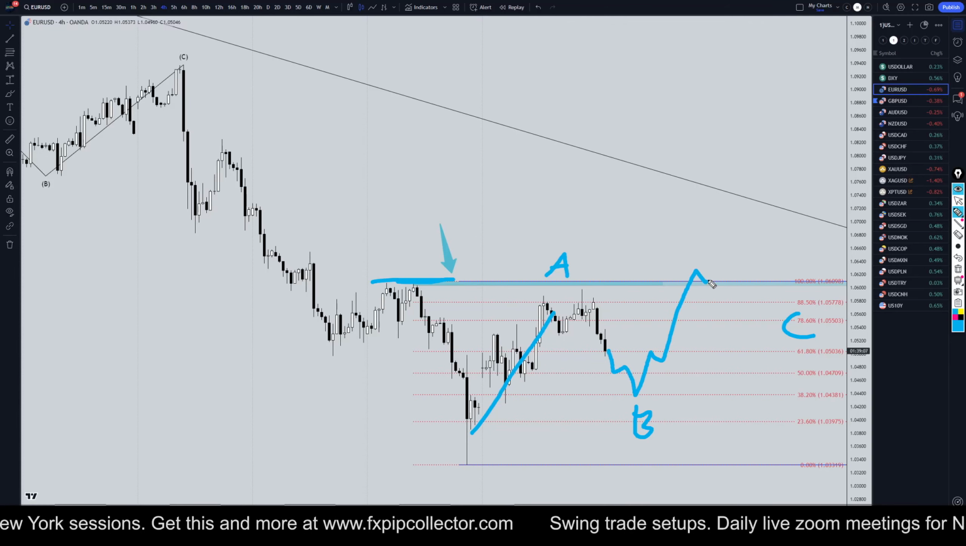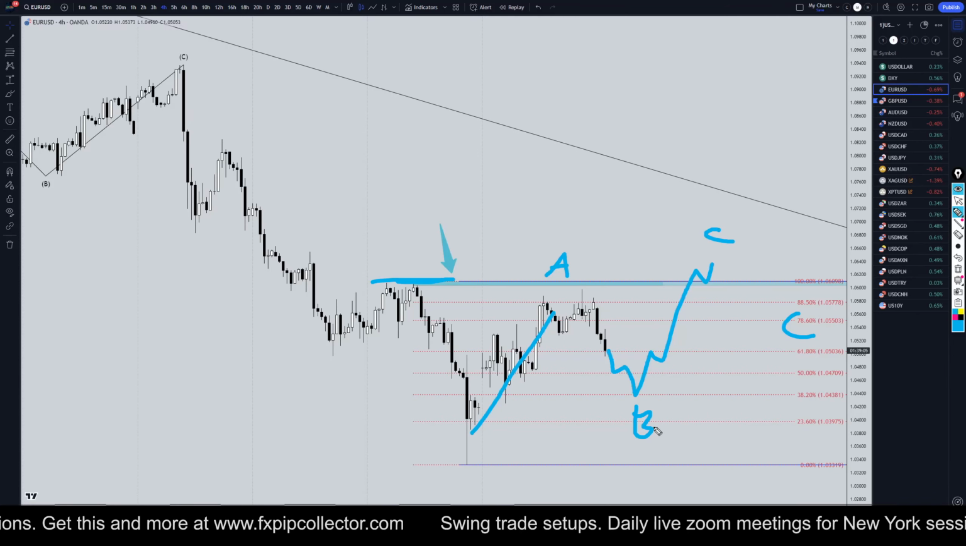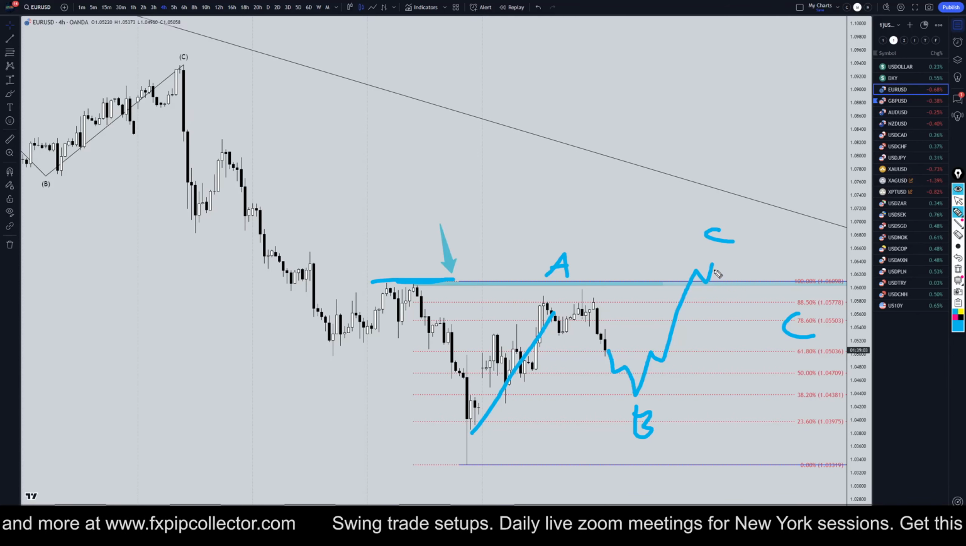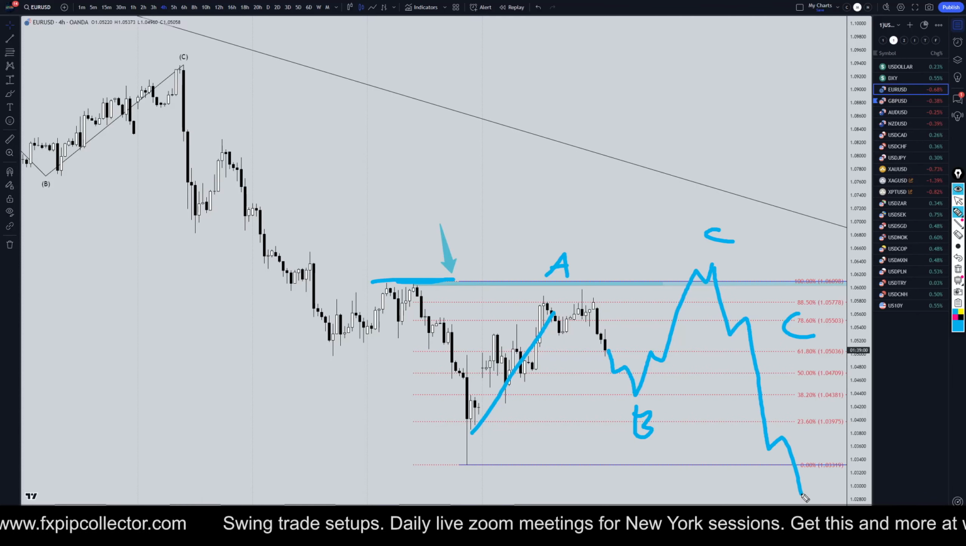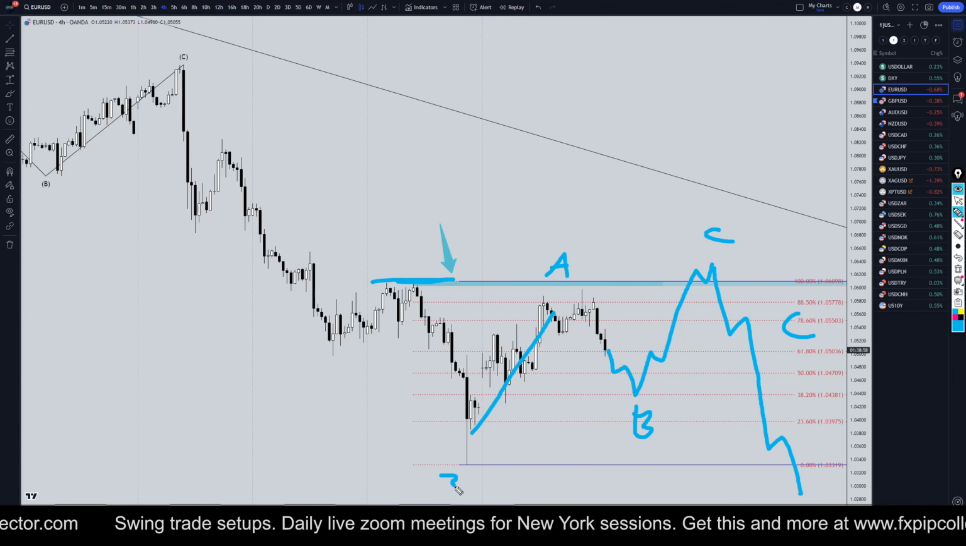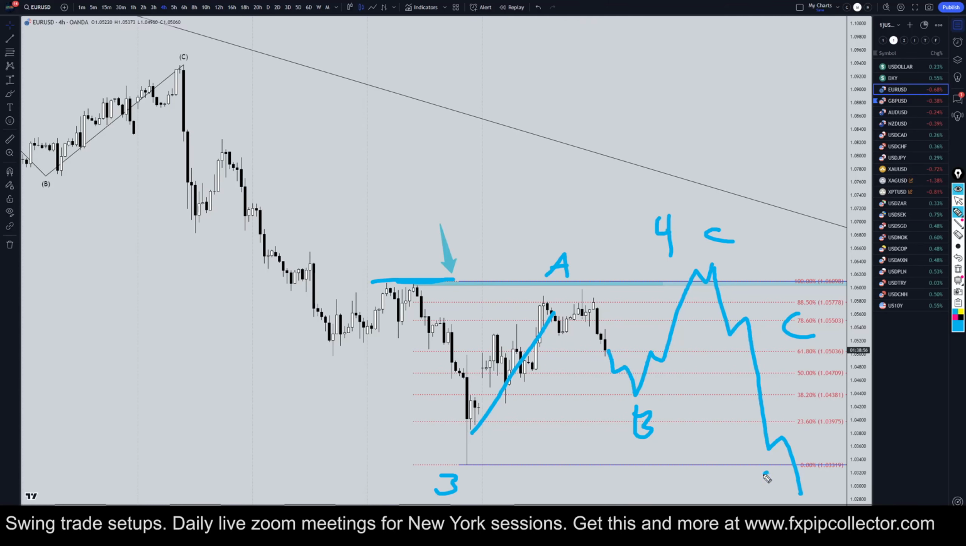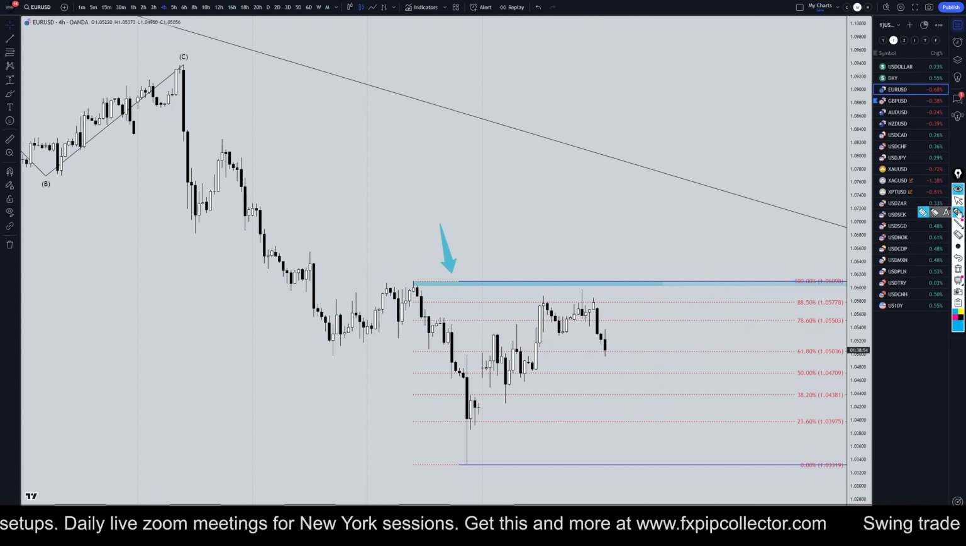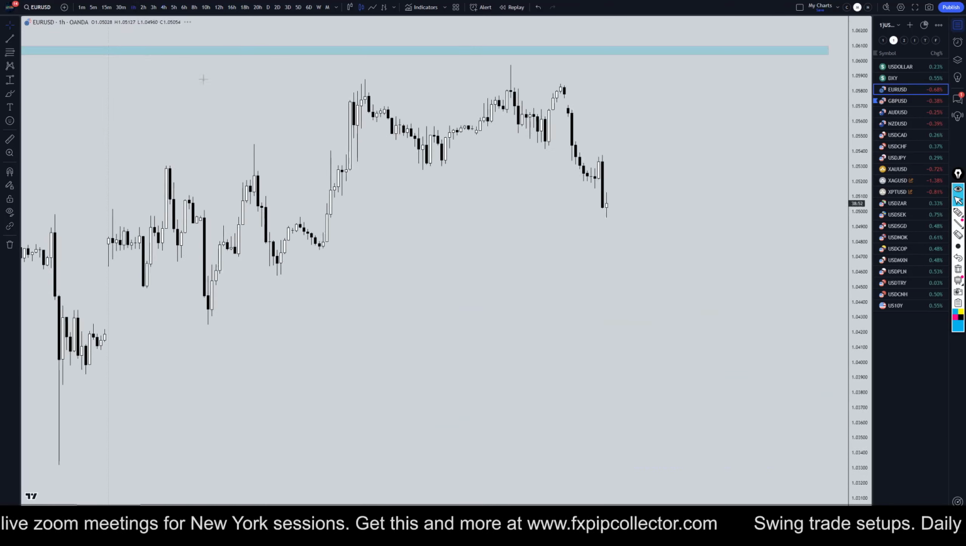And then eventually we probably will go up and break structure for the wave C, but I bet this wave C will break structure, reject structure, and end up going back down. Maybe this really is the wave 3, a wave 4, and a wave 5 on the daily time frame. So taking it down to the 1 hour time frame.